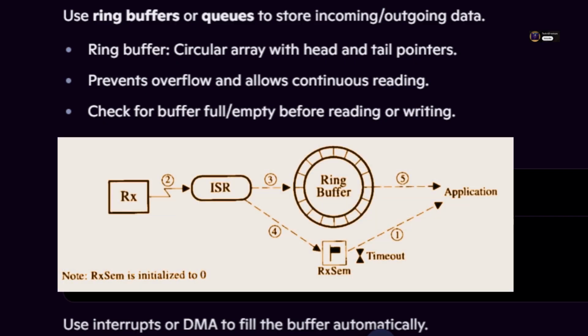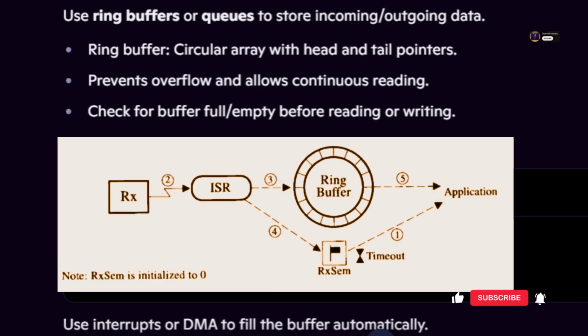You configure the HAL UART receive DMA function to continuously receive data directly into your ring buffer. You tell the DMA controller the start address of the buffer and its total size. The DMA hardware will then automatically grab each incoming byte from the UART and write it to the next available spot in the ring buffer. Because you configure the DMA in circular mode, when it hits the end of the buffer, it automatically wraps around to the beginning and continues writing.